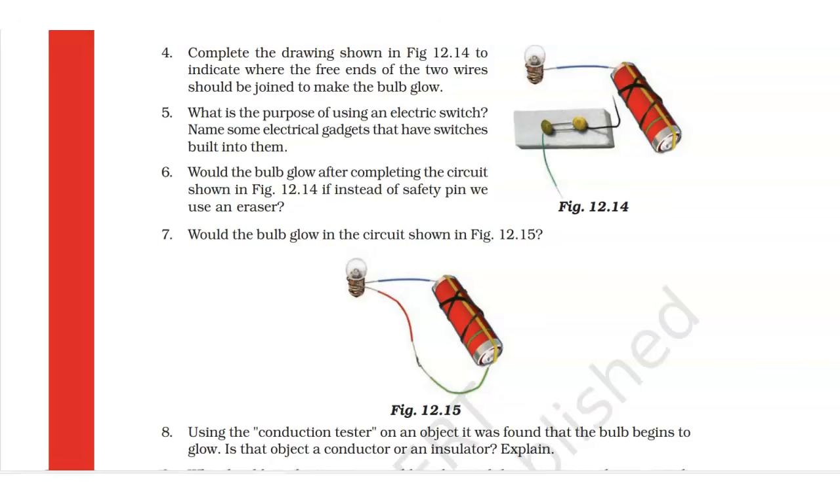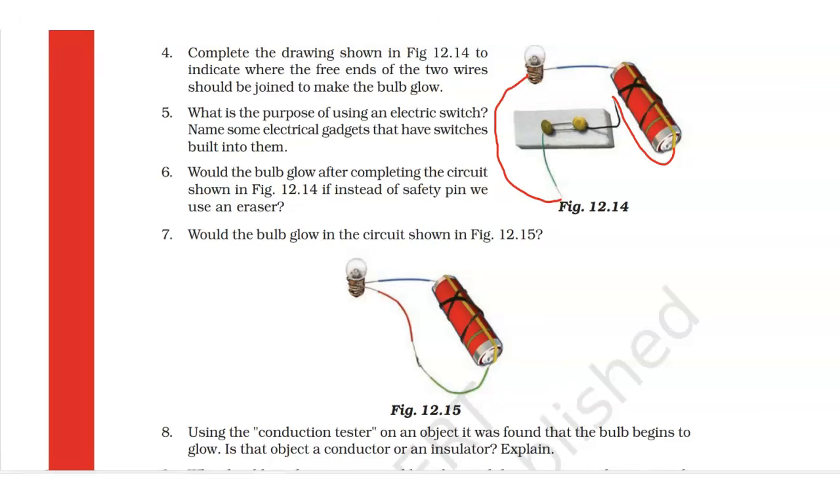Question number 4. Complete the drawing shown in figure 12.14 to indicate where the free ends of the two wires should be joined to make the bulb glow. So how are we going to complete this drawing? You see, this end of the wire is loose. So what are we going to do? We are going to connect it with the bulb. All right. And again, this end of the wire is getting connected to the other end of the battery terminal. All right. So now the circuit looks complete.